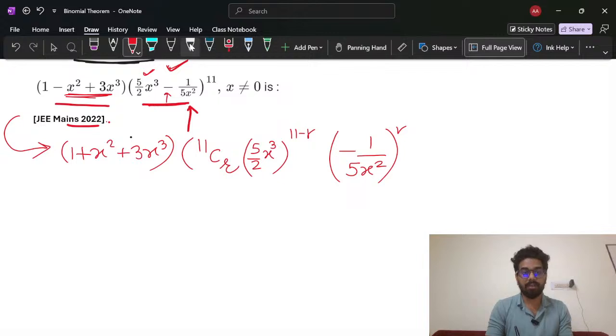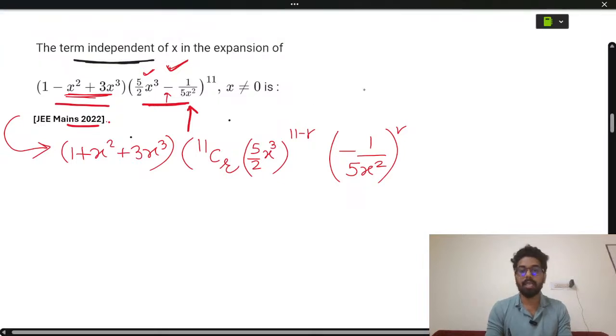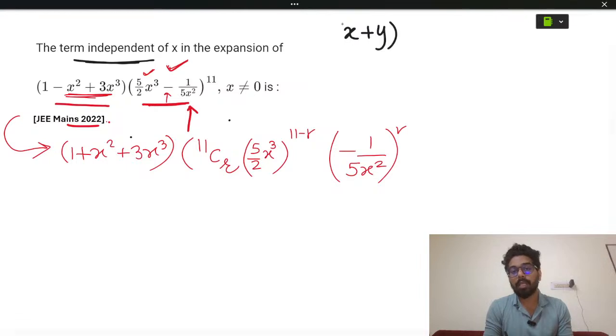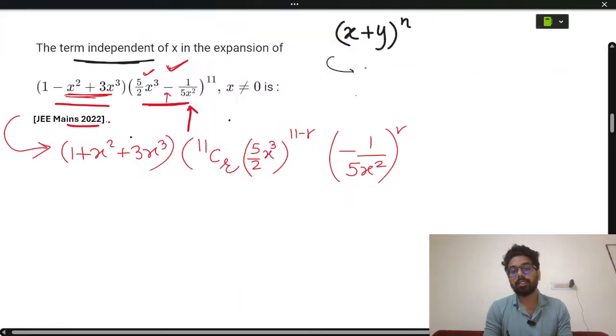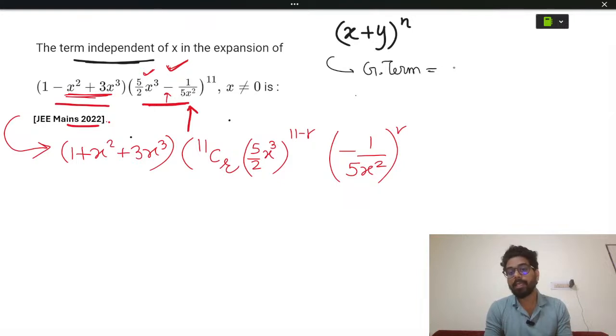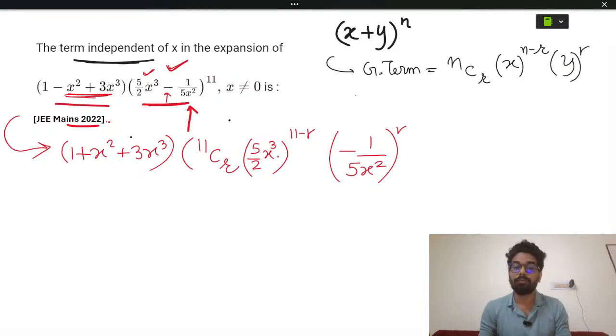Formula I have given, if you haven't watched it, watch it again. So if we have (x plus y) whole power n, the general term, which is the T(r+1) term, the general term formula will be nCr, first term of the binomial to the power n minus r, into the second term of the binomial to the power r. This is the general term formula.